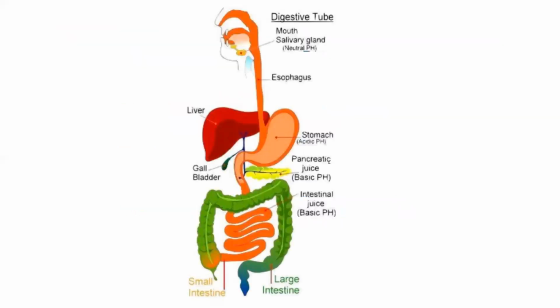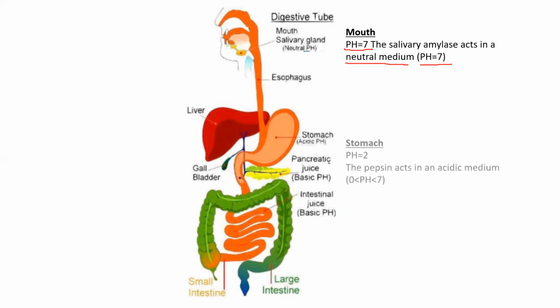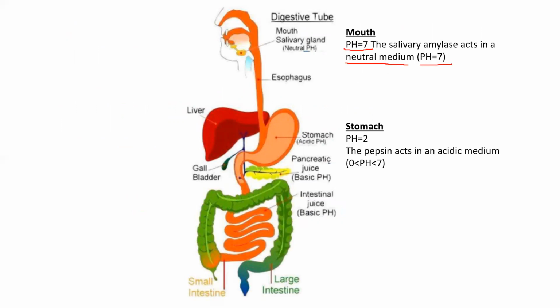Let's take examples. Salivary amylase, for example, is found in our mouth. In our mouth, the pH is 7, okay? So the salivary amylase acts in a neutral medium, which is 7, okay? Pepsin, for example, is found in our stomach. In our stomach, the pH is equal to 2. So pepsin acts in what? In an acidic medium, where the pH is between 0 and 7. It is 2 in the stomach, okay?